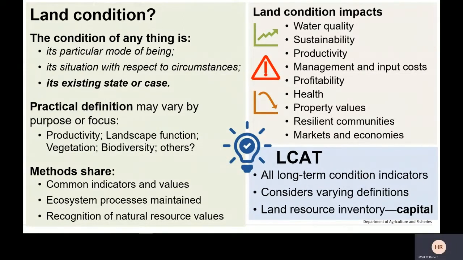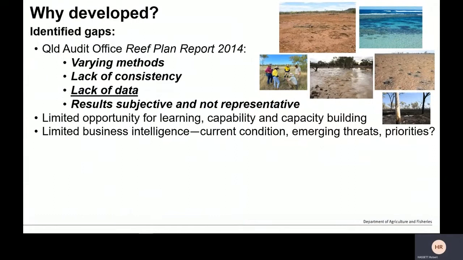The Lcat determines land condition by evaluating a wide range of accepted long-term indicators of condition. It considers varying definitions and it produces results calibrated to various purposes. Most importantly, it provides a mechanism to document your land resource inventory, your land resource capital. Our Management Practice Adoption Team, part of the Paddock to Reef Integrated Monitoring, Modelling and Reporting Program, or P2R, developed the Lcat to fill identified gaps such as low confidence in reported results and no data to analyse or improve remote sensing and model products.